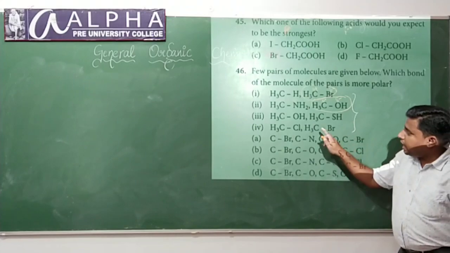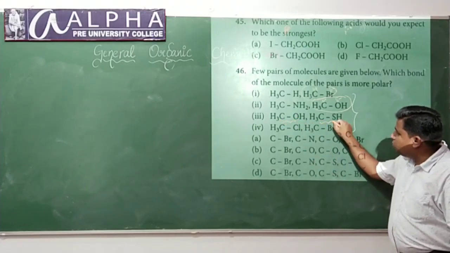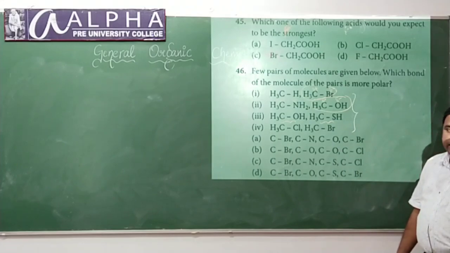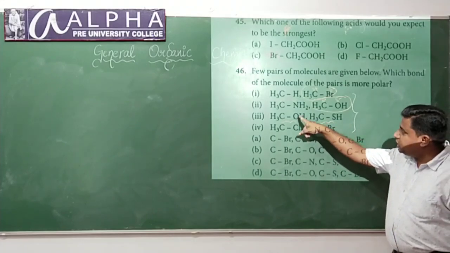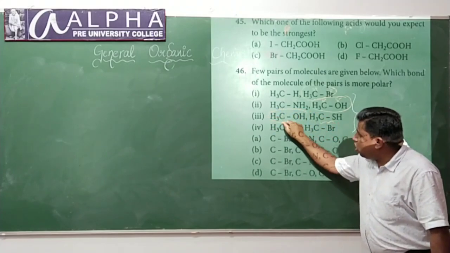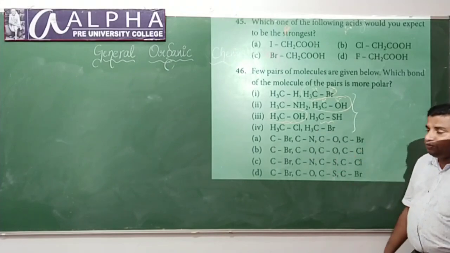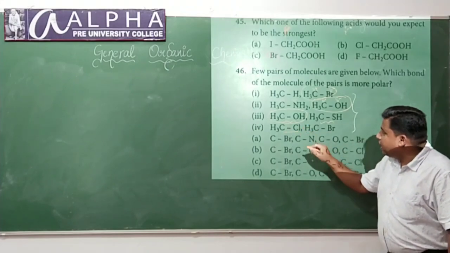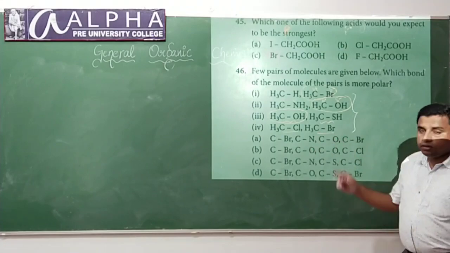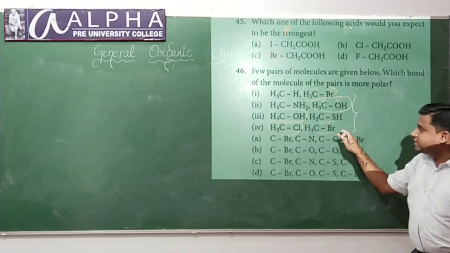Understood? Okay, and in the third case, we have CO bond, CS bond. Here, which one is more electronegative? Again, oxygen is more electronegative than sulfur. Therefore, this bond is more polar than this bond. Correct? And in the last option, we have CCl bond and CBr bond. Here, we know this very well. CCl bond is more polar than CBr bond.